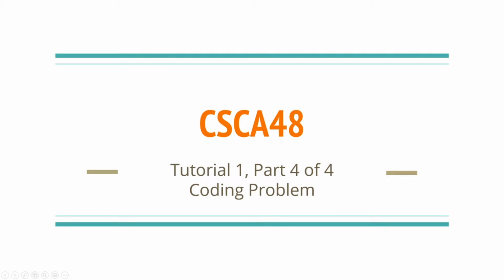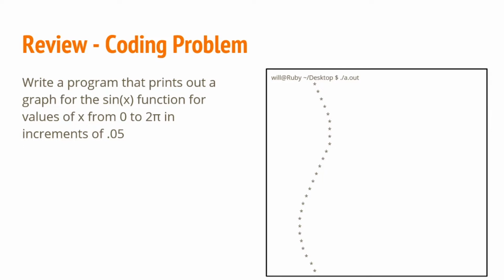Welcome to part 404 of tutorial 1. In this tutorial, we will be going over a coding problem. So we will write a program that prints out a graph for the sine x function for values from x from 0 to 2 pi in increments of 0.2.